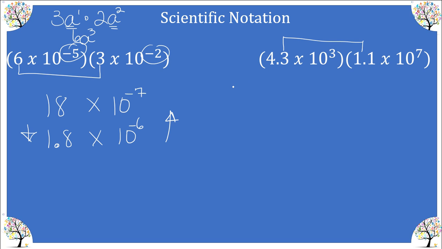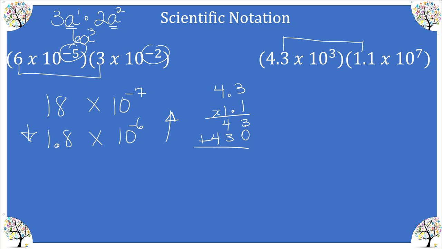Now we have 4.3 times 1.1. So let's multiply this out. 1 times 3 is 3. 1 times 4 is 4. Put our 0. Multiply by this one. 1 times 3 is 3. And 1 times 4 is 4.